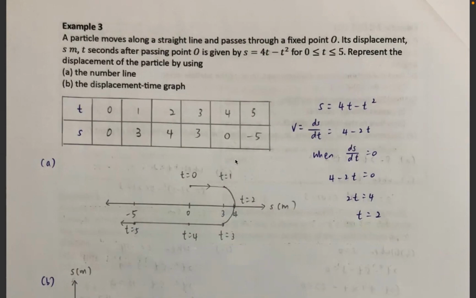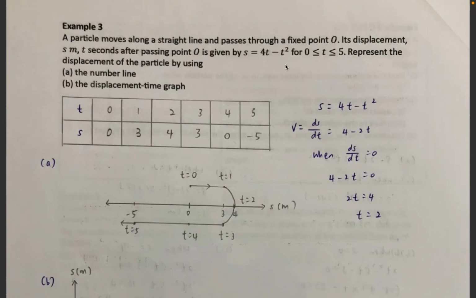First of all, you can draw a table and label all the t values here, and do substitution one by one. When t equals 0, you substitute into the displacement equation, and we get s equals 0. When t equals 1, substitute inside, we have s equals 3, and so on. From this table, we identify that (2, 4) is the maximum point.